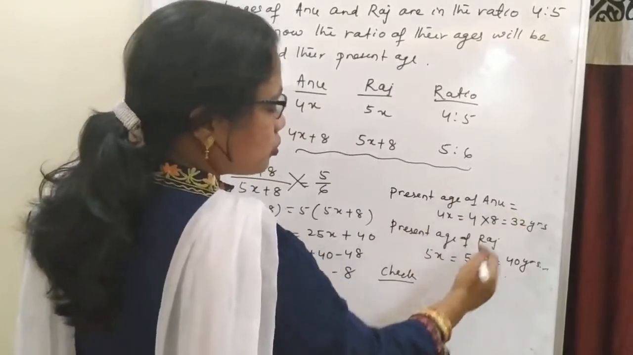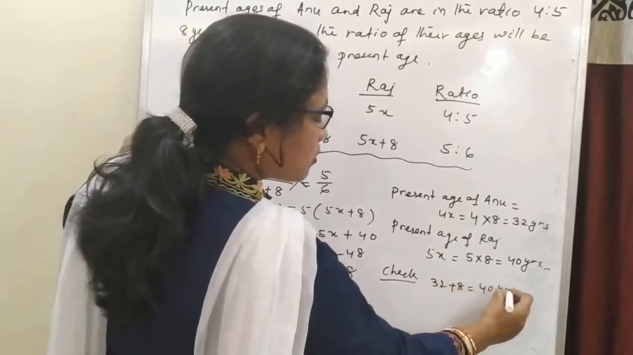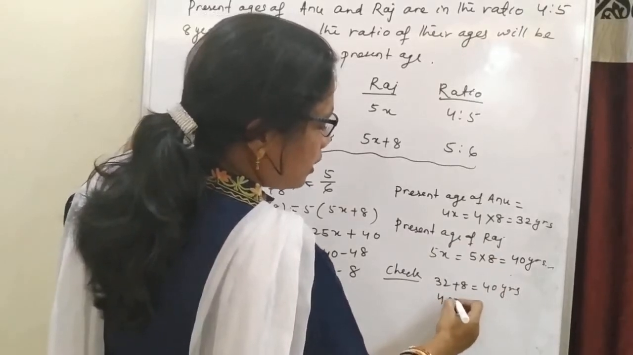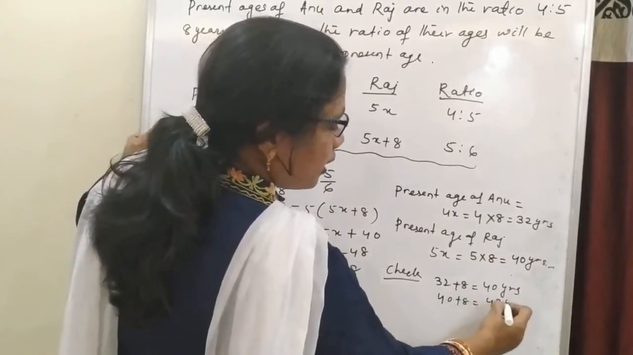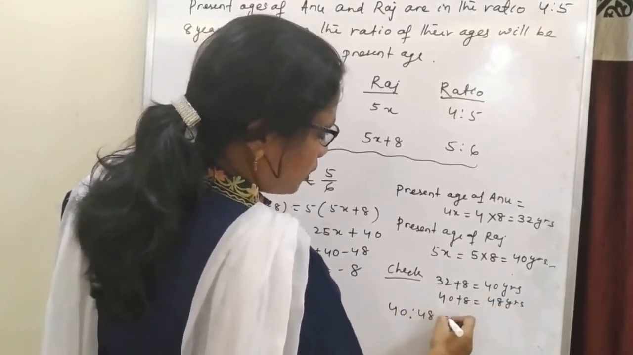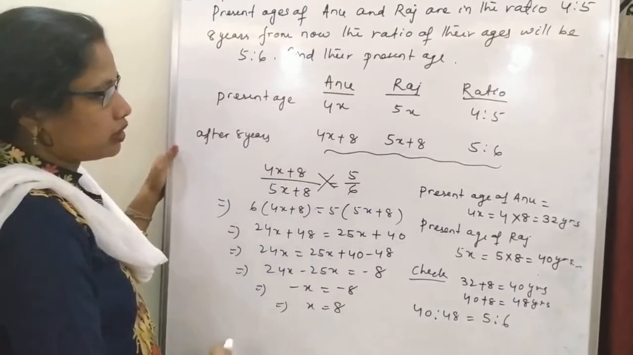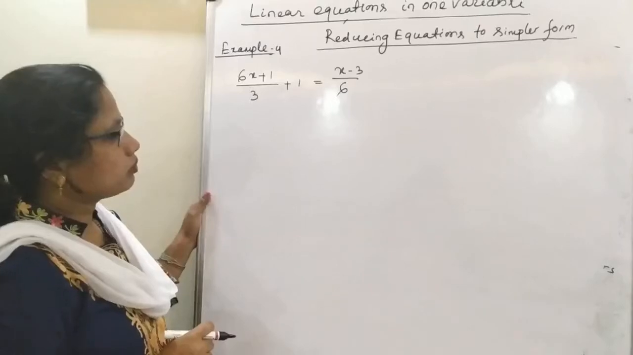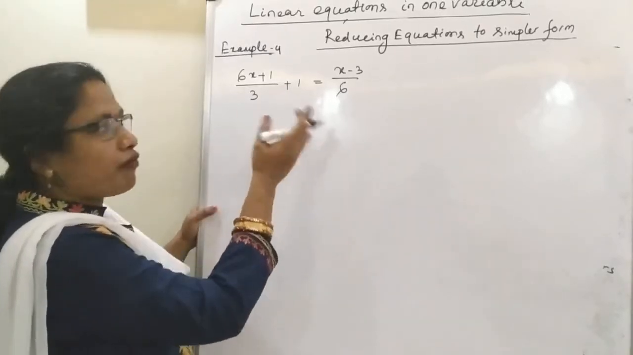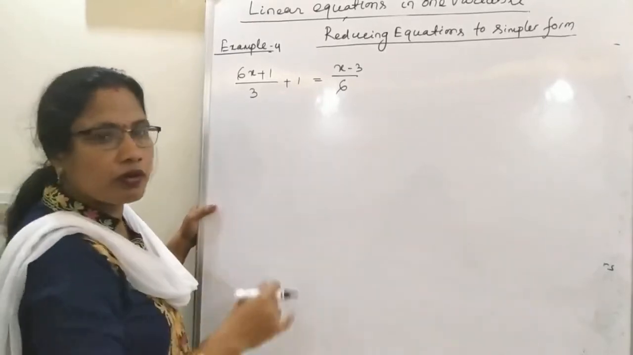After 8 years, Anu's age will be 32 plus 8. This is 40 years. Then Raj, his age will be 40 plus 8, 48 years. And their ratio 40 is to 48 is equal to 5 is to 6. So in this way you can solve this type of questions. Then we will solve some equations in which we will first convert it into simpler form, then we will find the value of the variable.